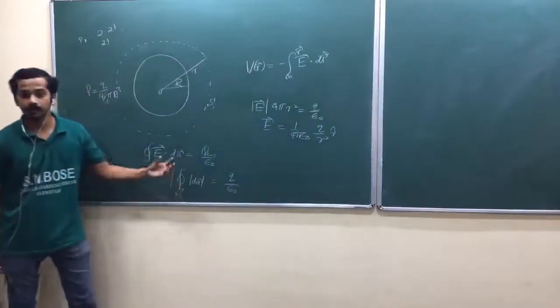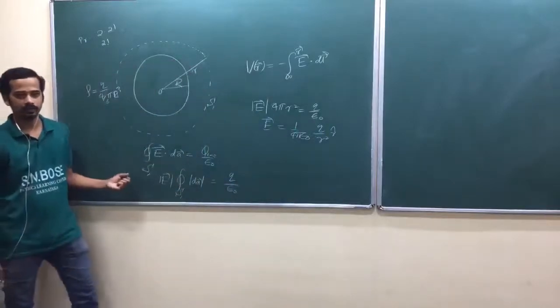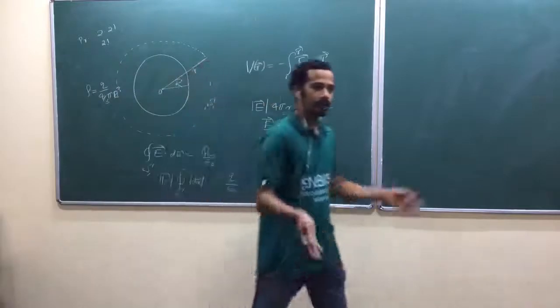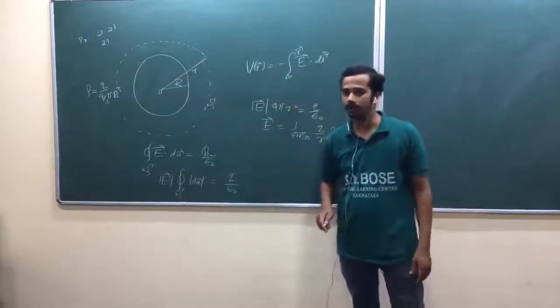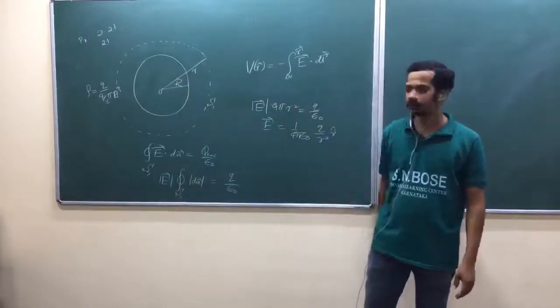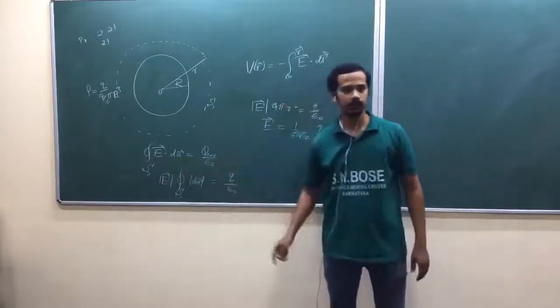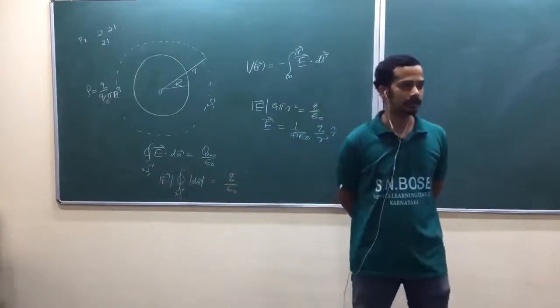How can I take this electric field outside the integral? Electric field depends only on r. Over that surface of radius small r, electric field is constant. Modulus of electric field is constant. That's why we can take it out. And electric field and area vector are along the same direction.